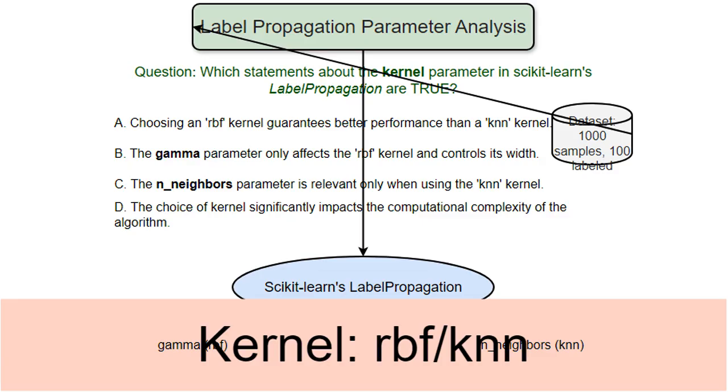The kernel parameter allows me to choose between two different kernel functions, RBF, which uses a radial basis function, a Gaussian function, and KNN, which uses the k-nearest neighbors approach. This choice critically impacts how the algorithm determines the similarity between data points and, ultimately, the predictions.